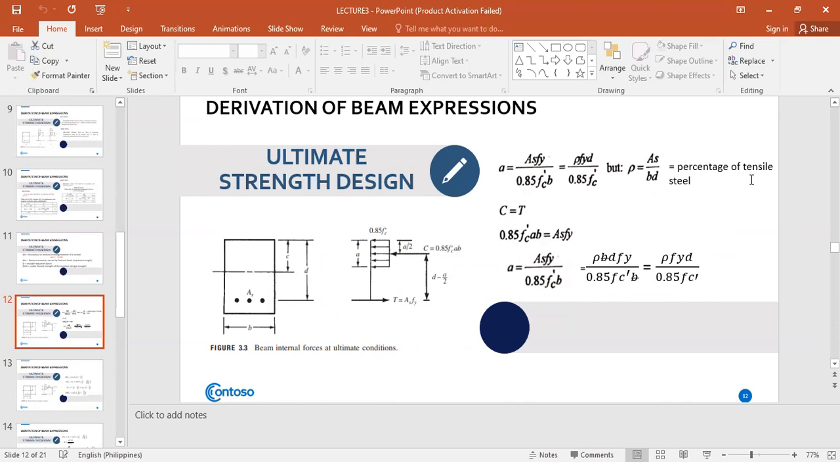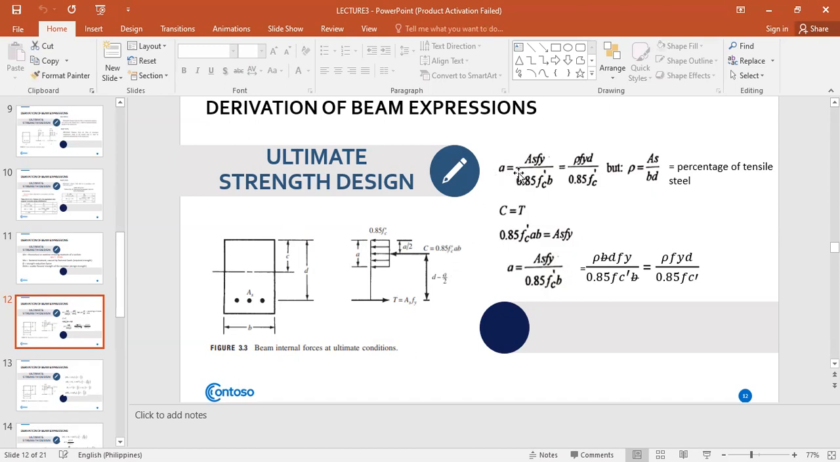So let's derive some formulas. Okay, so we have here the beam internal forces at ultimate conditions. As you can see, as I have discussed in our previous topic, to make it in equilibrium, our tensile force should equal our compressive force. So again, we have here the distances C and A, and then this portion over here considered as 0.85 fc prime. And then we have this distance d minus a over 2, as in our previous discussion, and we take moments here. Okay, so we have this equation.